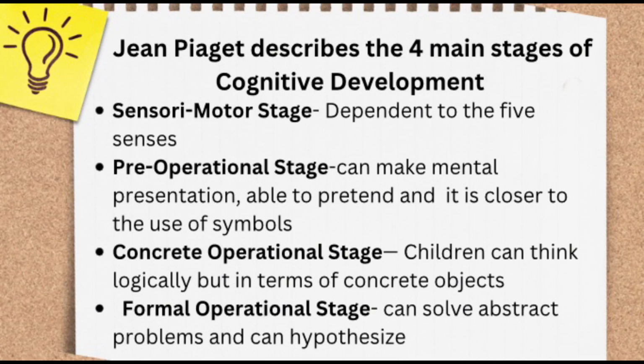The formal operational stage is the matured stage, because the child here can solve abstract problems and can hypothesize. So if the child faces a problem in a situation, they can determine how to solve the problem. He or she can deal with difficult problems by analyzing or criticizing the situation.